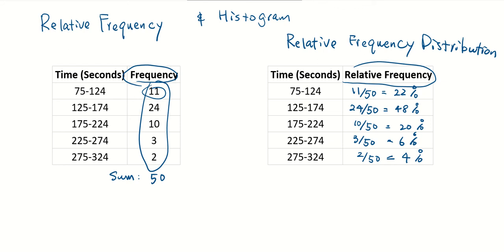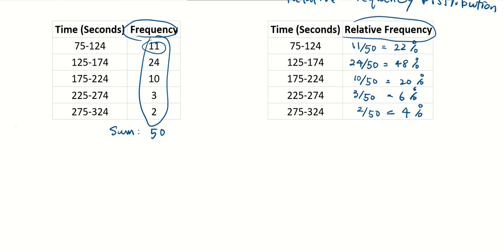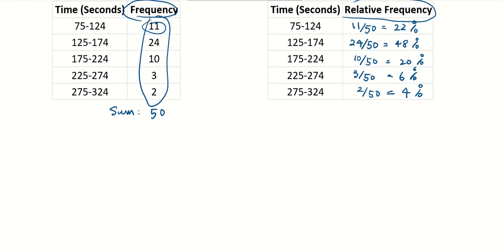Okay, now how do we turn a frequency distribution to a histogram? All right, so to graph a histogram, first of all, you need to find the class boundaries. So histogram. So first find class boundaries.